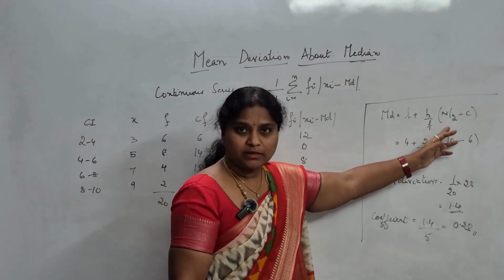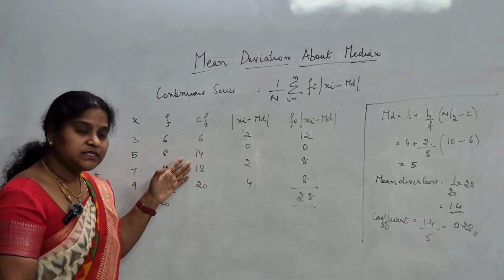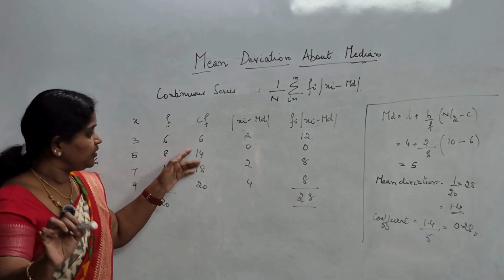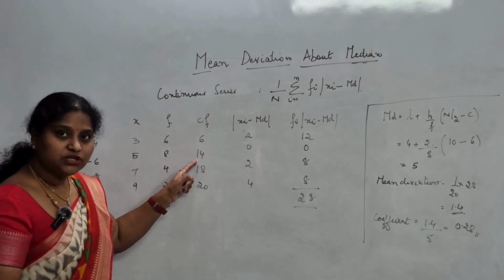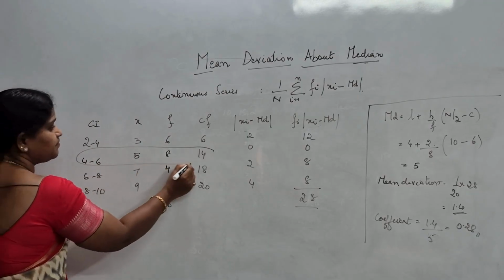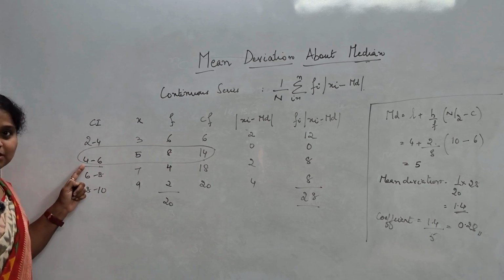We need to find out N by 2. N by 2 value here is 10. Go to the cumulative frequency column. Find the value just greater than 10. The value just greater than 10 is 14. So 14 decides our median class. The class interval corresponding to 14 will be the median class.